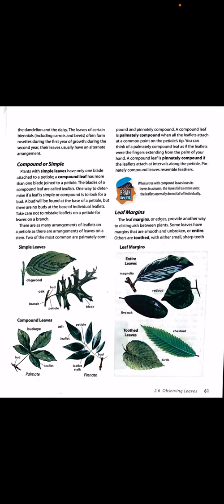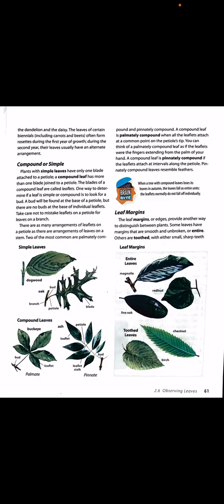Compound or simple. Plants with simple leaves have only one blade attached to a petiole. A compound leaf has more than one blade joined to a petiole. The blades of a compound leaf are called leaflets. One way to determine if a leaf is simple or compound is to look for a bud. A bud will be found at the base of a petiole, but there are no buds at the base of individual leaflets. Take care not to mistake leaflets on a petiole for leaves on a branch.